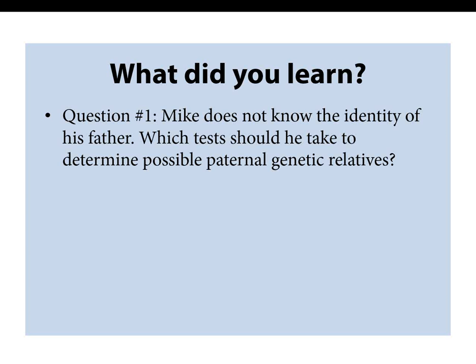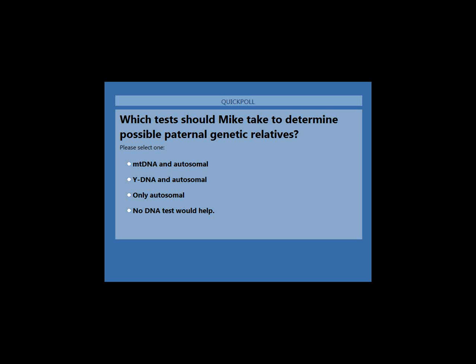So here I have question 1. Mike does not know the identity of his father. Which test should he take to determine possible paternal genetic relatives? The possibilities are mtDNA and autosomal, Y-DNA and autosomal, only autosomal, or no DNA test would help. So if you can all give your response now, of all of these tests that are offered, what do you think the best tests might be?